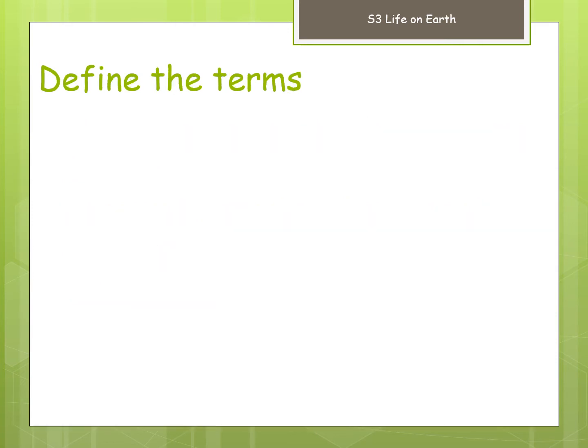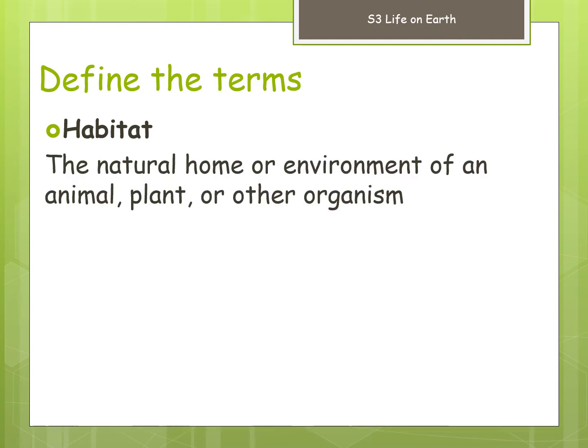So the first definition we're going to look at is habitat. Hopefully you should all be thinking it is where an organism lives. Now that's perfectly fine. I'm going to give you a bit more detail there. So it's the natural home or environment of an animal, plant, or other organism. So as I said, essentially where an organism lives.